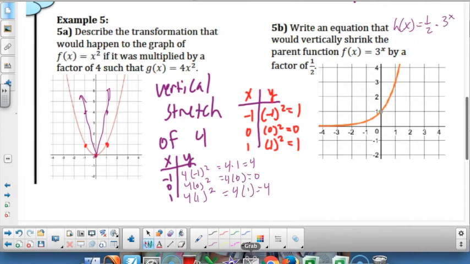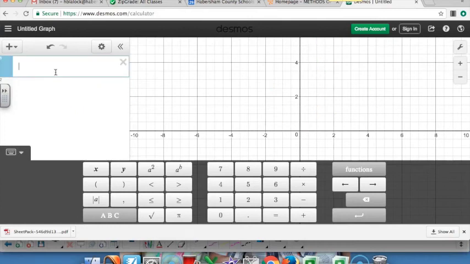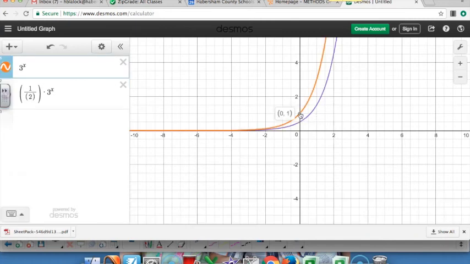And I'm going to do that one in Desmos so you can see it. Let's get that out of the way, and do 3 to the x as my initial function. If I want to do a vertical shrink, it's hard to see on exponentials, but what you're going to have is 1/2 times 3 raised to the x power. And it just gets a little bit shorter here. This was at 1. This ordered pair was 0, 1. Now this ordered pair is 0, 1/2 or 0.5.